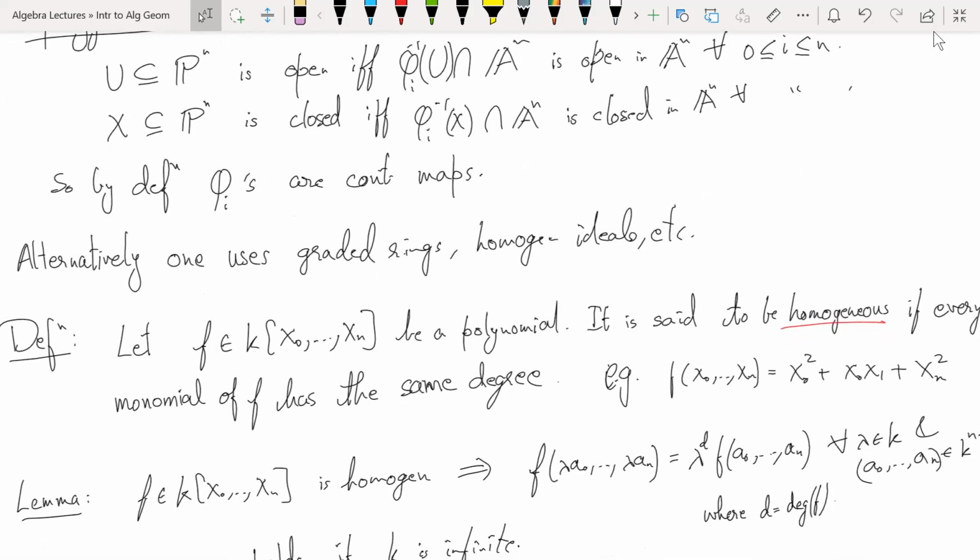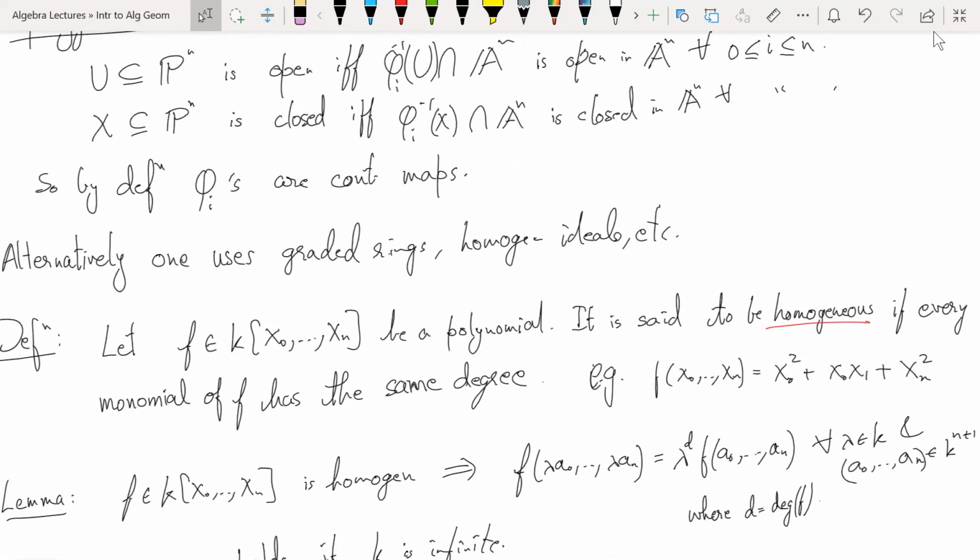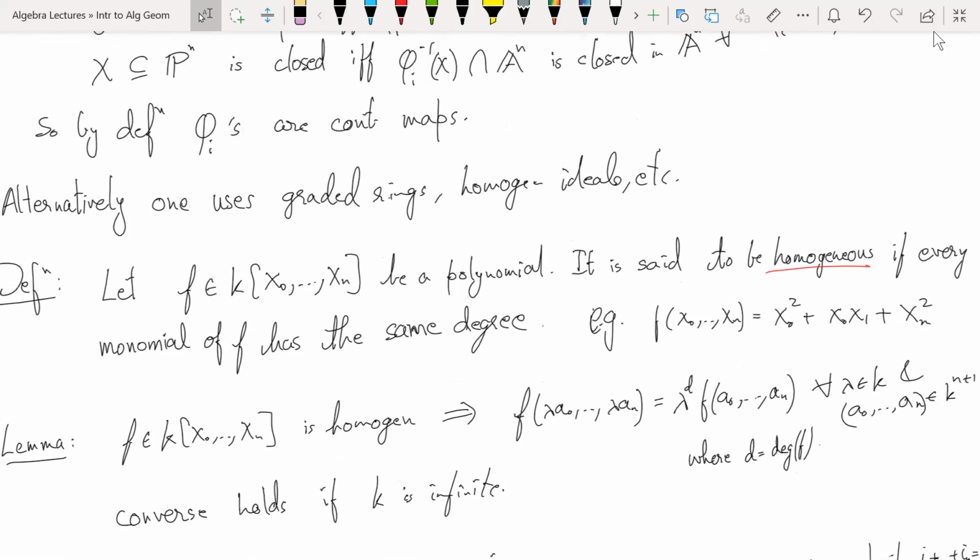A polynomial in k[x_0, ..., x_n] is said to be homogeneous if every monomial has the same degree. You can write it as a sum of monomials, and if each monomial in f has the same degree, then we say that f is homogeneous. For example, x_0 plus x_0 squared plus x_0 x_1 plus x_n squared is not... rather, a homogeneous polynomial in this ring is one where all monomials share the same degree.